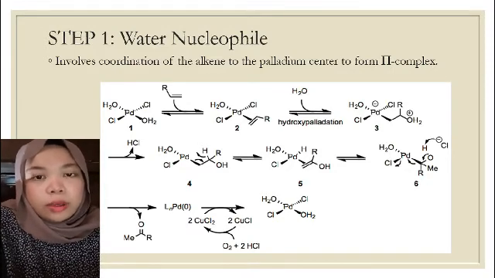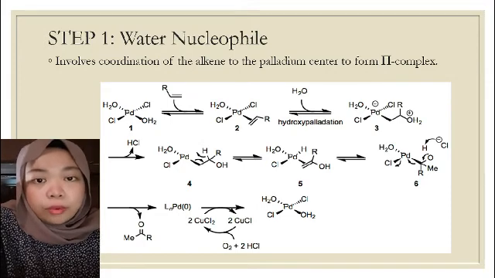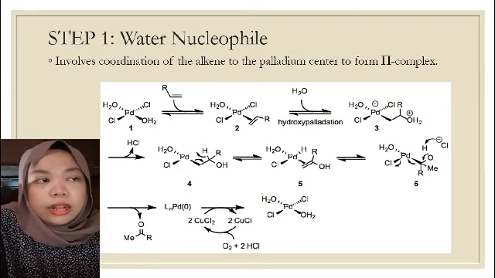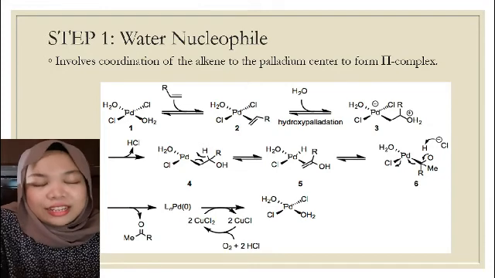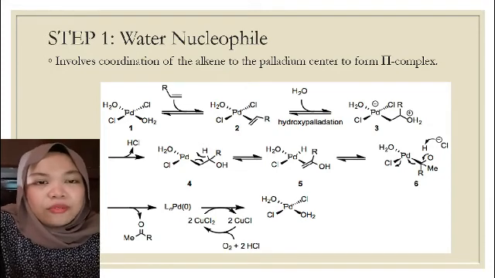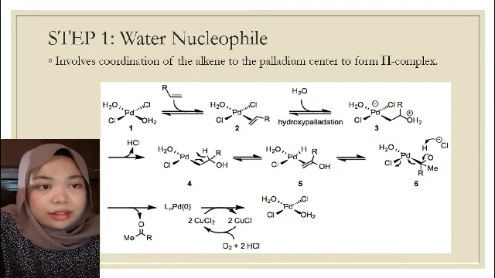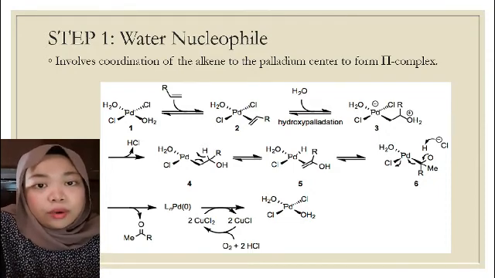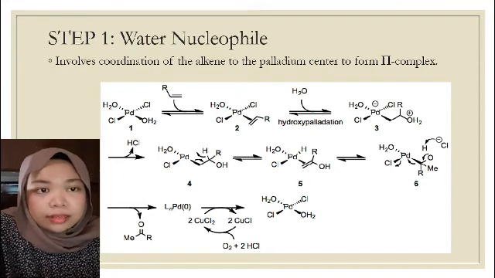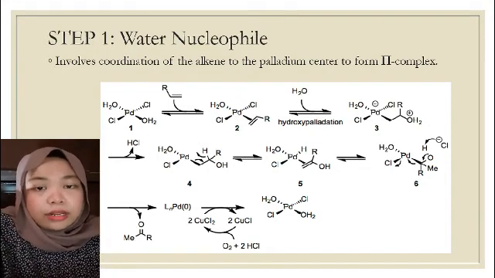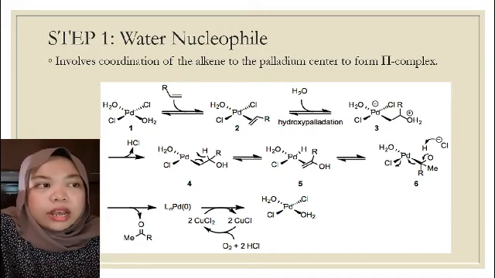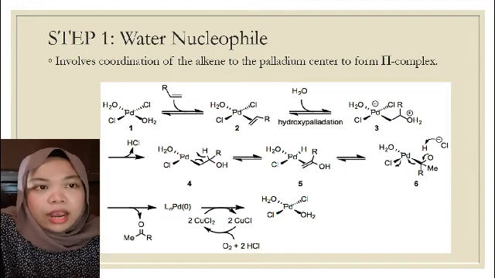The mechanism of Wacker oxidation has been studied both experimentally and theoretically. The first step of the Wacker oxidation involves the coordination of the alkene to the palladium center to form the pi complex. Evidence for this step is provided by the relative sluggishness of electron-poor alkenes, which generally require higher catalyst loading than electron-rich alkenes.